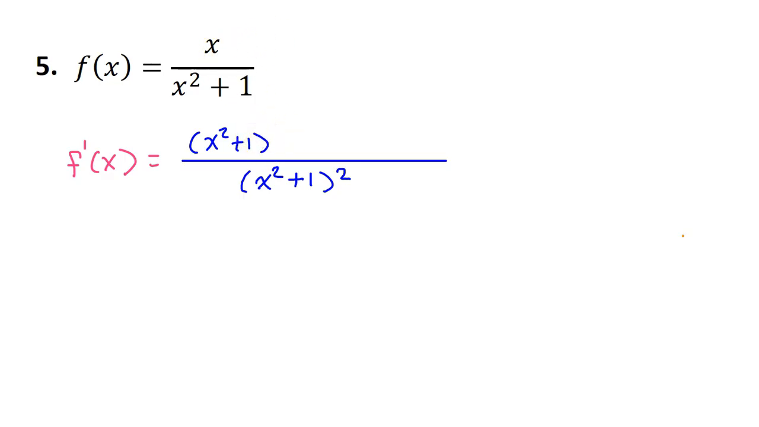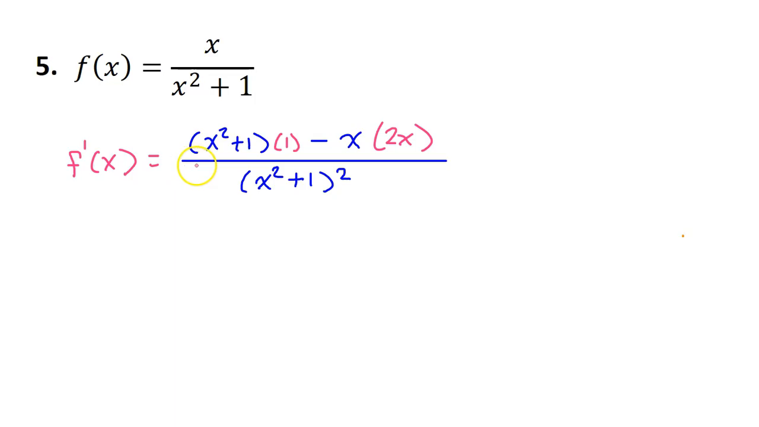D high means the derivative of the numerator, which is just a 1, which you did not really need to write. Low d high less high, the numerator, and then d low, the derivative of the denominator, which we do term by term. The derivative of x squared is 2x, and the derivative of a constant is 0. So that's it. This is a full credit answer.